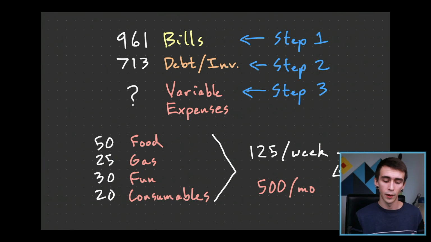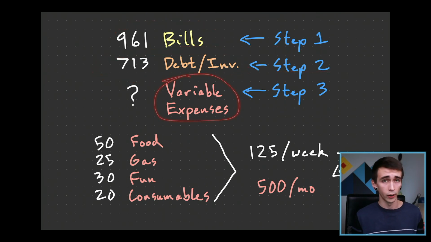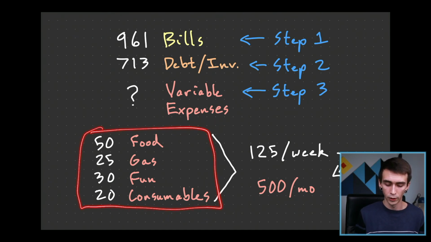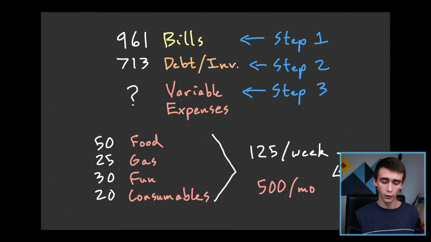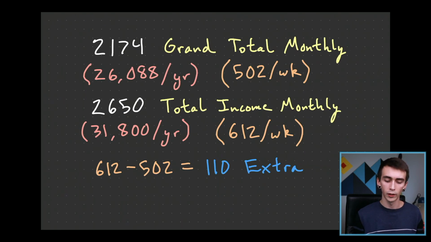Now we can add step 1 and step 2 together. So we have $961 for the bills, $713 for the debts. That's step 1 and step 2. And now we need to just add in the variable expenses here. So I'm just going to use the example that I gave earlier for the food and gas and fun and consumables, because those numbers are, roughly speaking, what I actually need currently. It's $125 a week, like I said, or $500 a month. So now we can just add this $500 a month up here to these other 2, and we can get the grand total.